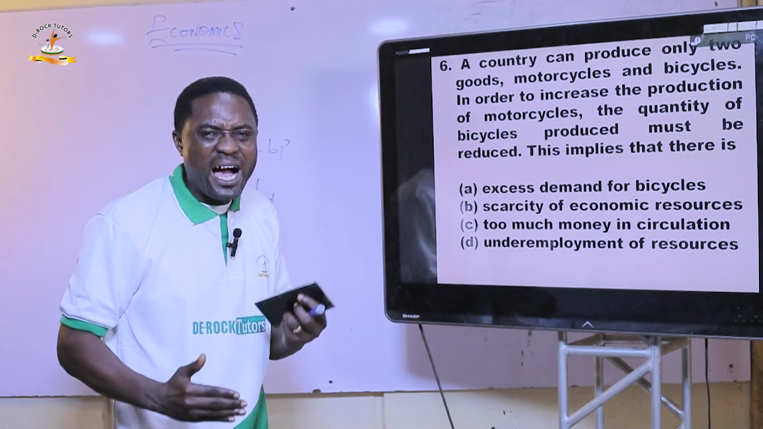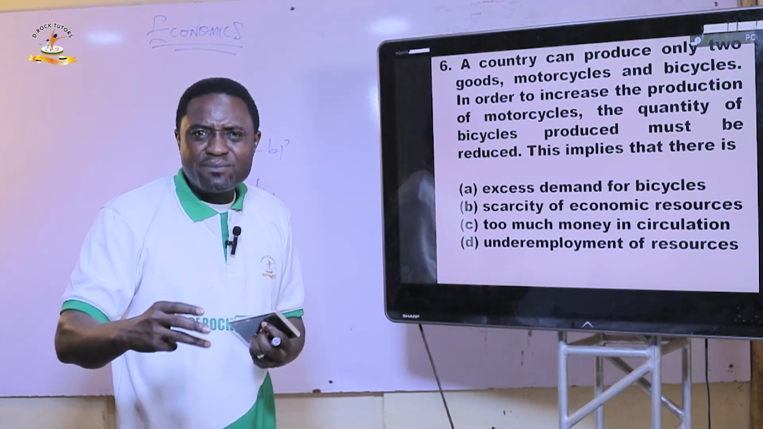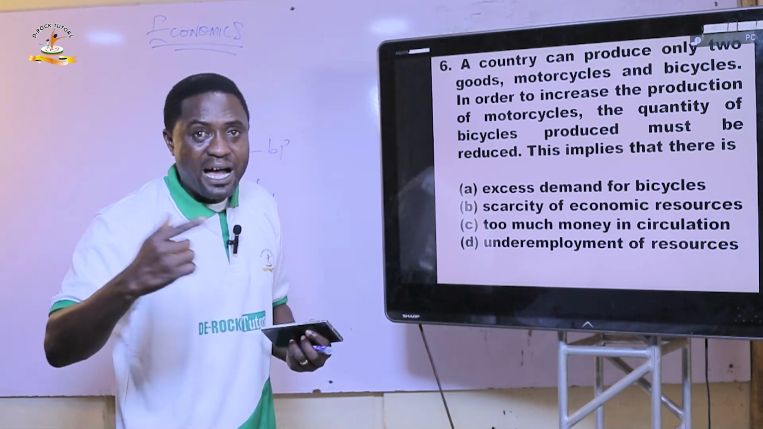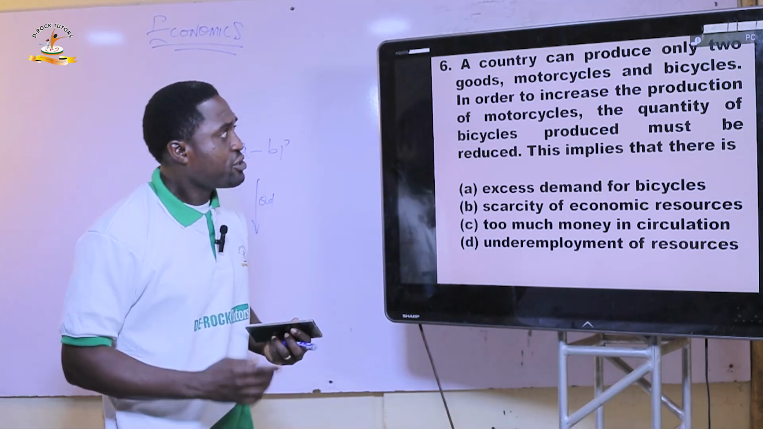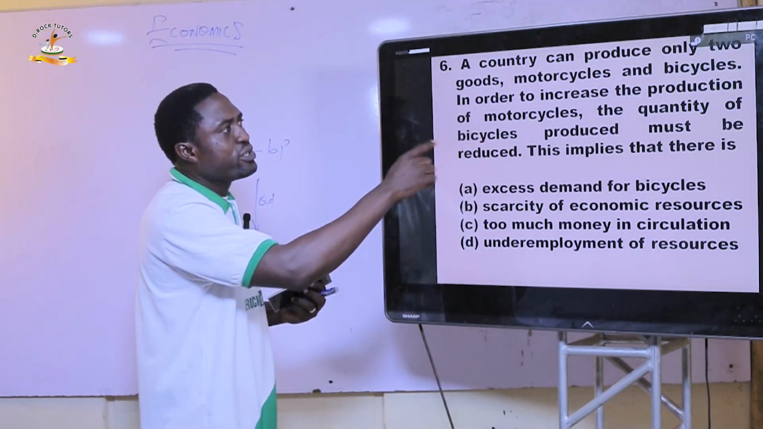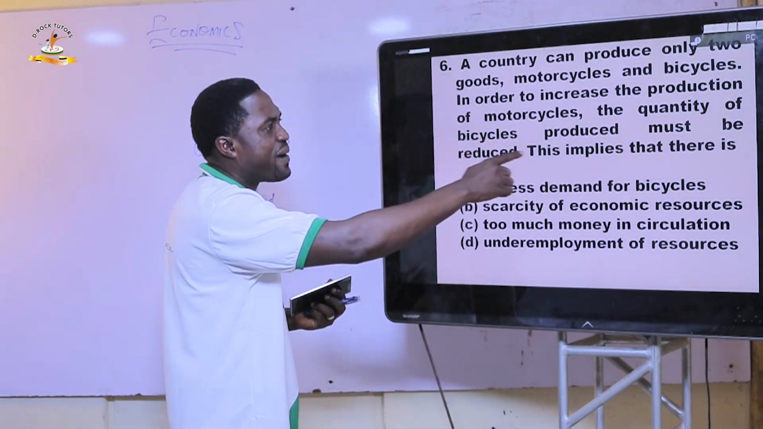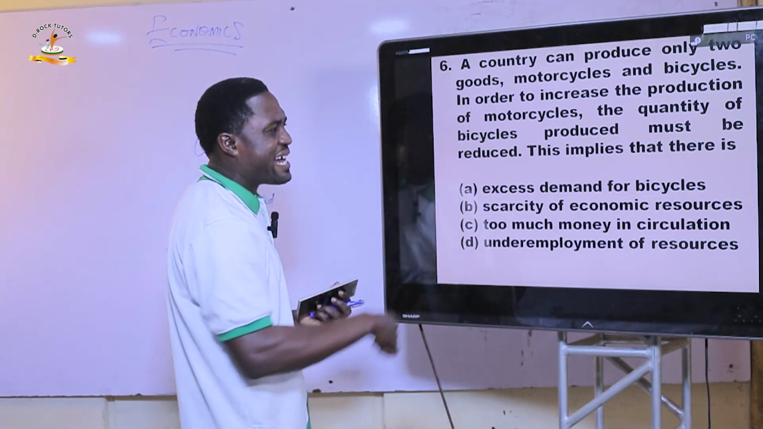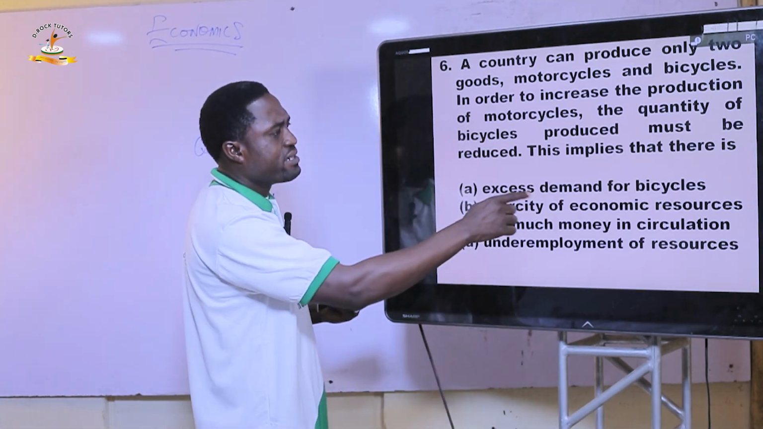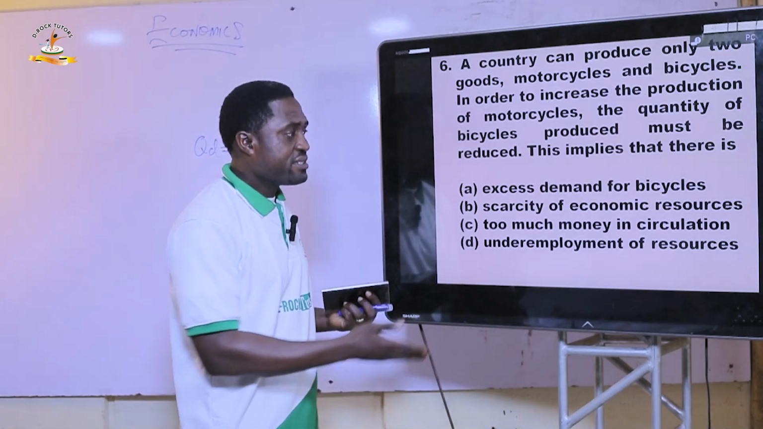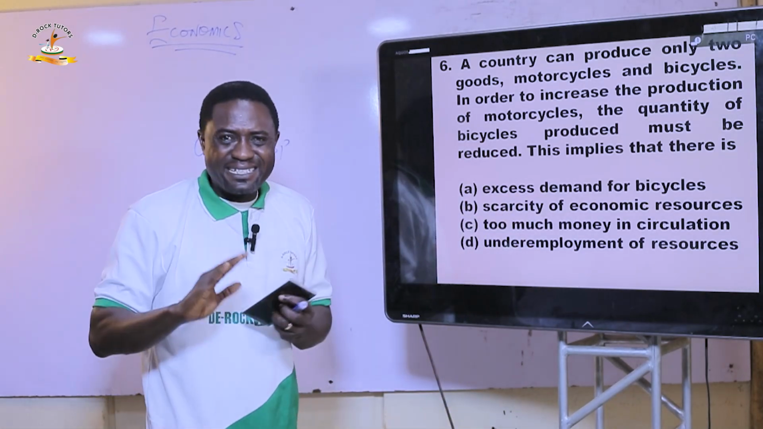So we have to rationalize and maximize the little resources we have, so that we can get the best out of whatever we are dishing out. A country can produce only two goods, motorcycles and bicycles. In order to increase the production of motorcycles, the quantity of bicycles produced must be reduced. That is certain. This implies that there is an excess demand for bicycles? No, not because of that. Scarcity of economic resources. That is the answer.